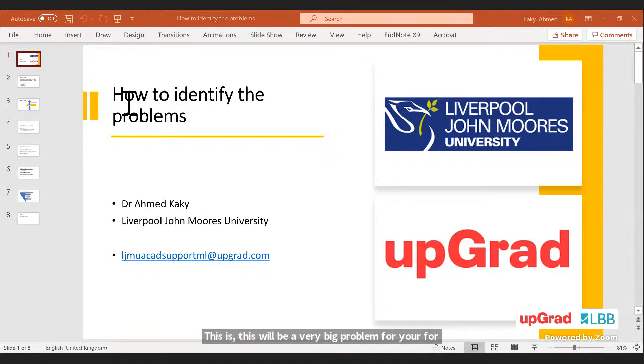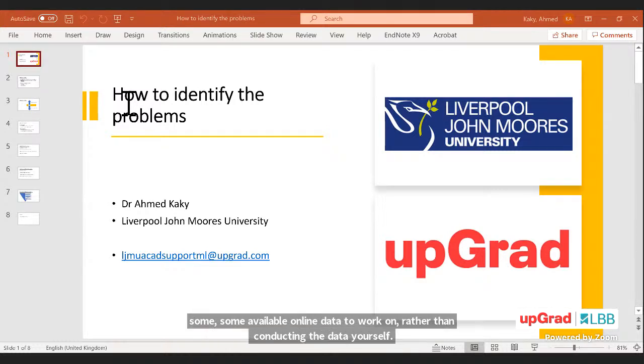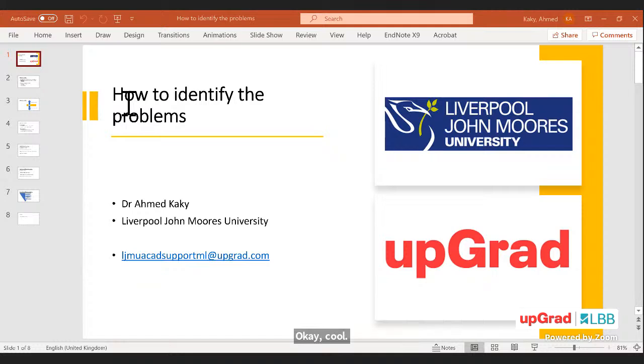Why are you not considering some available online data to work on, rather than collecting the data yourself? Okay, cool, I'll try that. I definitely do not recommend collecting it yourself, because I know what is behind the ethical approval issues. In one of our projects we spent 1.5 years only to get ethical approval to access some data.